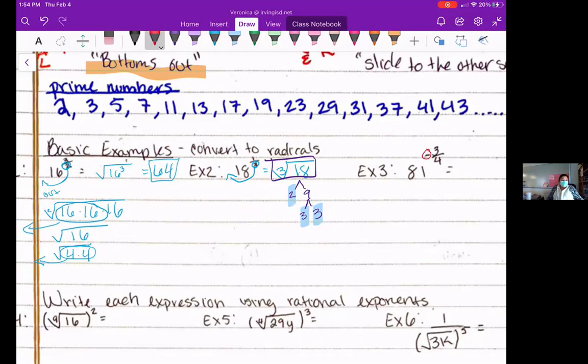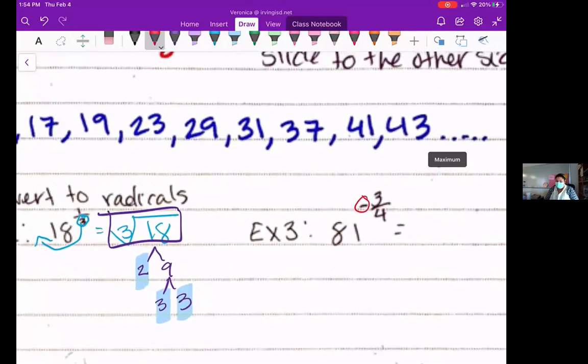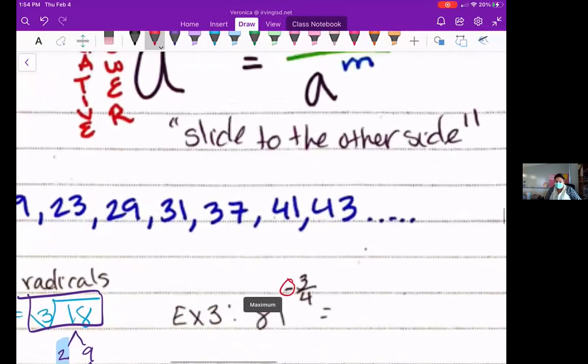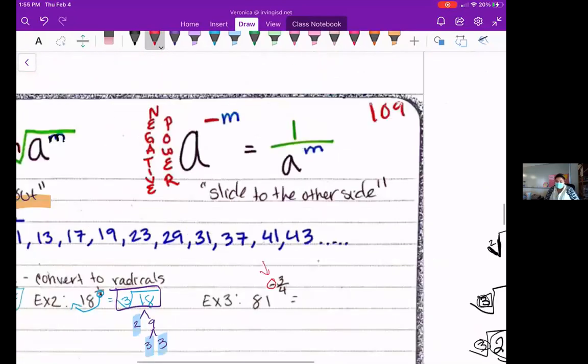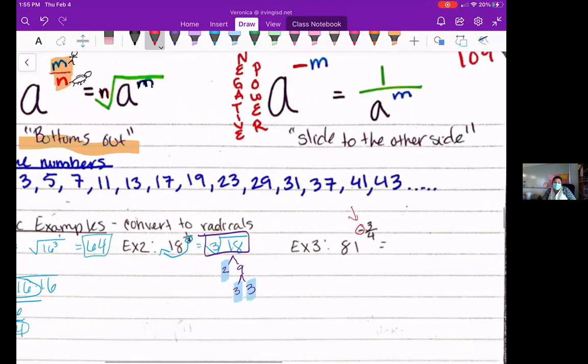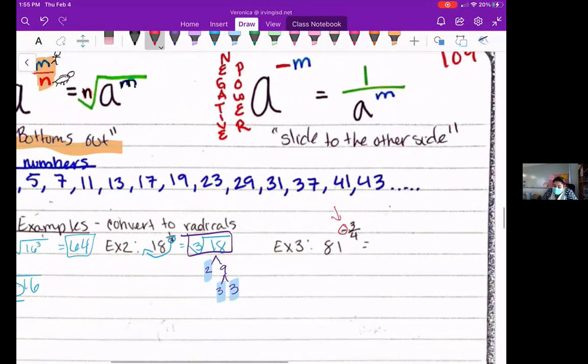You guys, y'all are missing it. No, I circled it already for you. The negative. Do y'all see that negative in the exponent? Y'all really don't see the negative right there? Right there. Hold on, right there. Do y'all see that negative in the exponent now? Okay. So when we see a negative in the exponent, we slide to the other side.